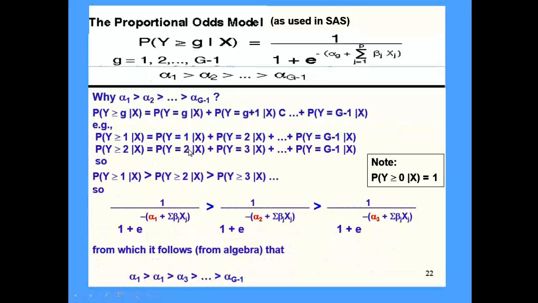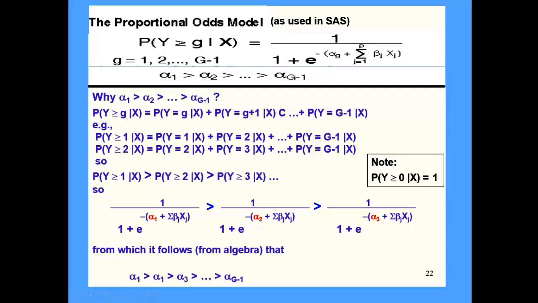Now, I want to explain something else here. Why is alpha 1 greater than alpha 2, greater than alpha G minus 1? There's a little algebra you can do to prove this, just to show you that you can do this. Okay. So first of all, when you're talking about the probability that y is greater than or equal to g, you can write that as the probability that y is equal to g, plus the probability that y is equal to g plus 1, and so on, up to the probability that y equals capital G minus 1. So it's the sum of all these things, starting with g, because that's the lower bound of this expression.